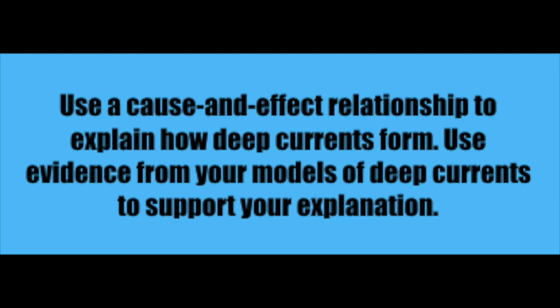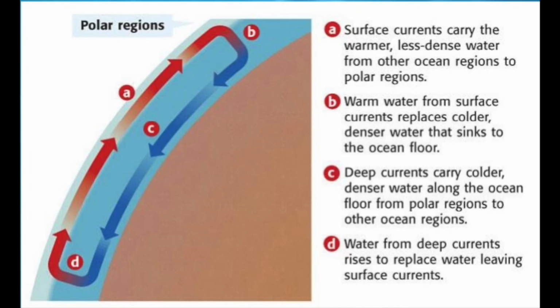Number 9. Use a cause and effect relationship to explain how deep currents form. Use evidence from your models of deep currents to support your explanation. Deep currents start to form where the surface water gets very cold and very salty. The cold, salty water sinks deep below the surface, and because more cold, salty water follows it, it gets pushed along near the seafloor, forming the current.